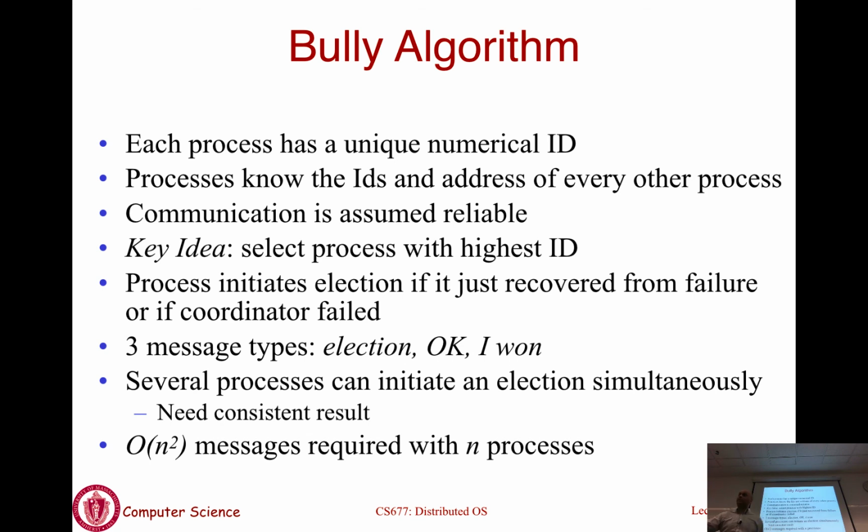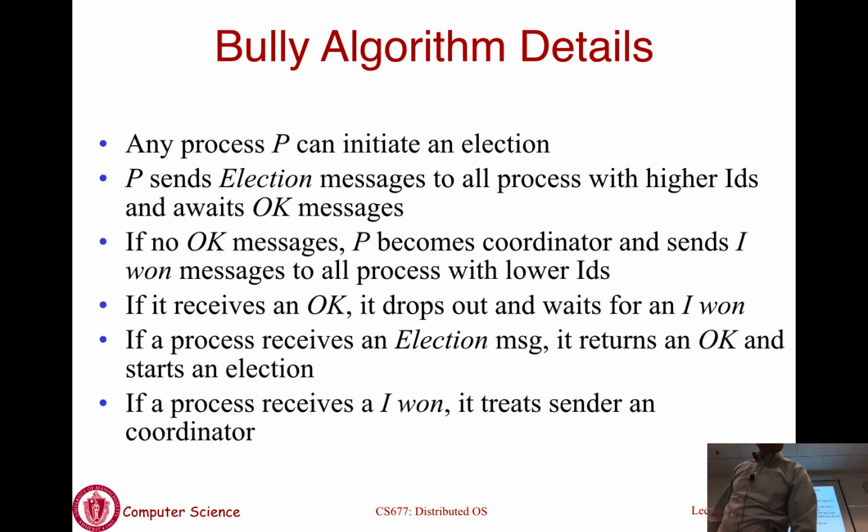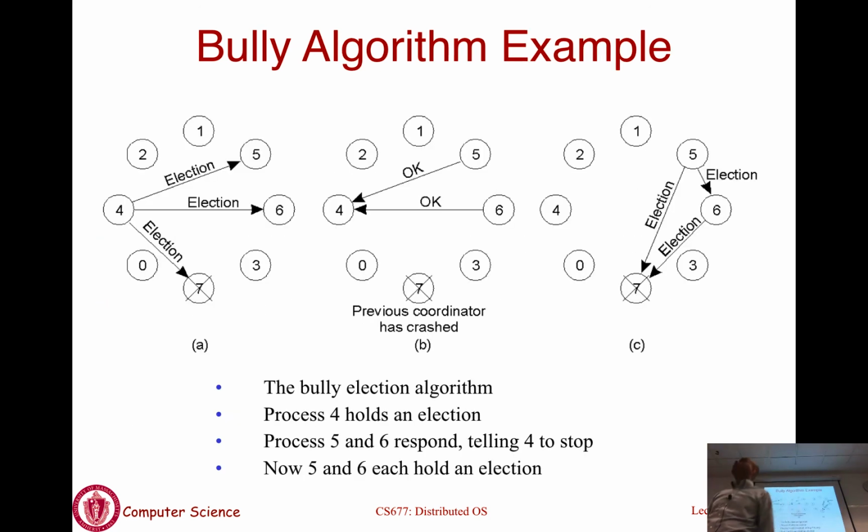There are three messages: an election message, an OK message, and an I won message, and I'm going to show using a picture how this works. Any process can initiate an election. If you feel the coordinator is not responding to you, you can assume the current coordinator has crashed or failed. So it's time to elect a new leader, and you can start the leader election algorithm. The way it's going to work is as follows.